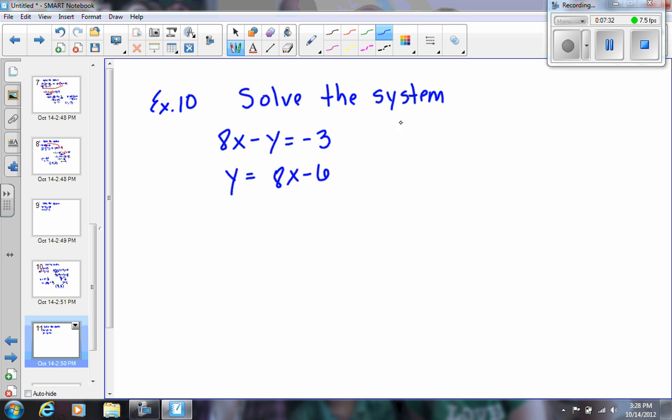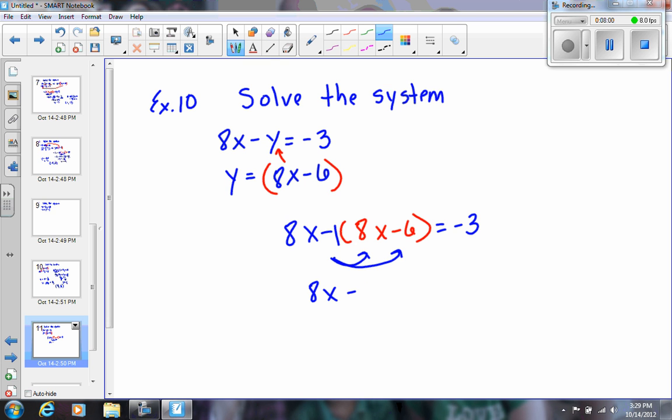Okay, let's try this one. This one's going to be a little surprising solution. I already have one of them solved for y, so I'm going to substitute it in here. When I do, I get 8x minus 6 equals negative 3. Remember, this is like having a negative 1 there, so we are going to have to distribute that minus sign. We get 8x minus 8x. It's going to make this a plus 6 equals negative 3.